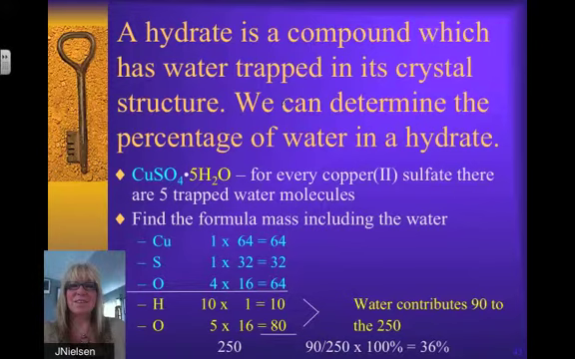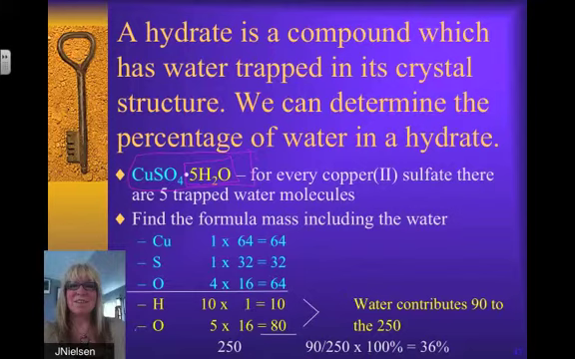Remember, a hydrate is a compound which has water trapped in its crystal structure, and we can determine the percentage of water in a hydrate. So here, they're telling you this formula is copper sulfate pentahydrate. For every 1 copper sulfate, there are 5 water molecules trapped. So if we wanted to find the percent of water in this hydrate, we're going to do the same thing. This is going to be our part, and this is going to be our whole. So 1 water molecule, oxygen is 16 plus 2 hydrogens, is about 18.